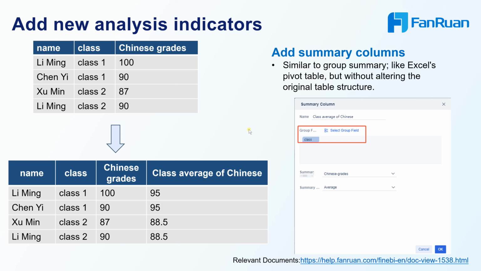If we were to use grouping and summarizing or pivot tables in Excel, the result would show two rows, one for class 1 and one for class 2, each with an average score. In this case, the original structure, e.g., names, would be lost. This is the key difference.